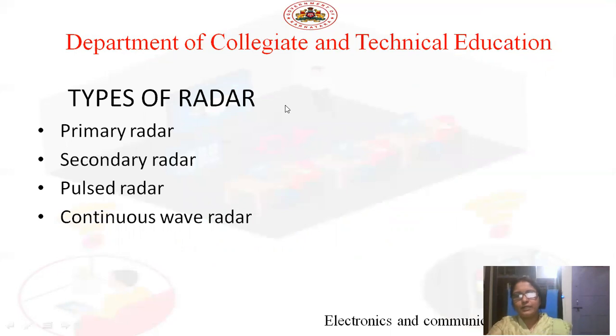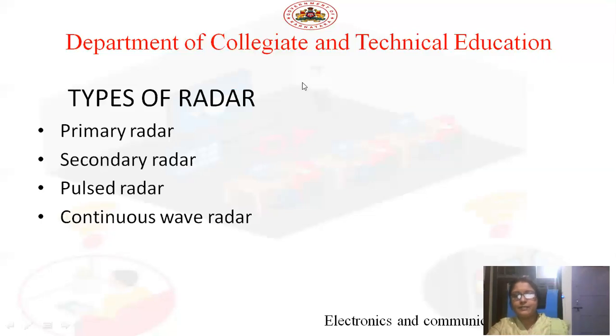Next, depending on the working, the types of radar. Basically, we have the primary radar, secondary radar, pulsed radar and the continuous wave radar. Primary radar means the radar station transmits radiation, which hits the target and reflects back, and those reflected echo signals are collected and processed. That is called the primary radar.